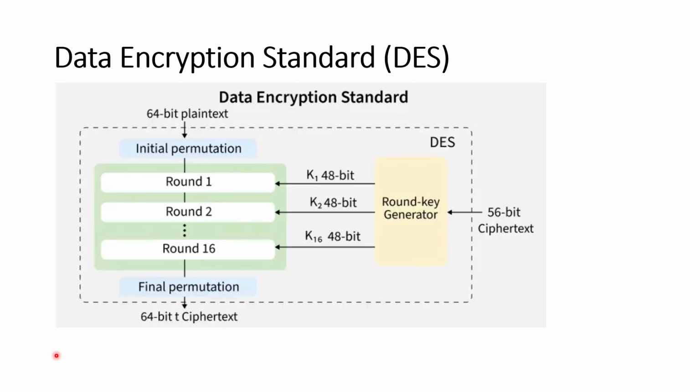So this is a diagram for Data Encryption Standard, where 64-bit plain text is given as input, and we will have 16 rounds to perform mathematical operations, substitution and transposition. Then we will get the ciphertext, and the key is used for encryption. Every 8th bit is discarded, making the effective key length 56 bits.